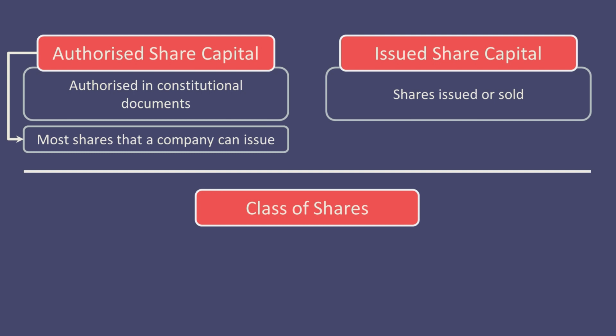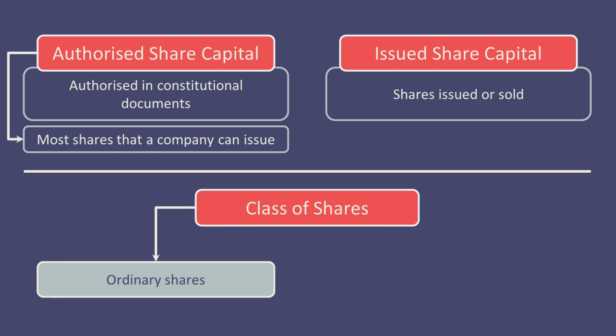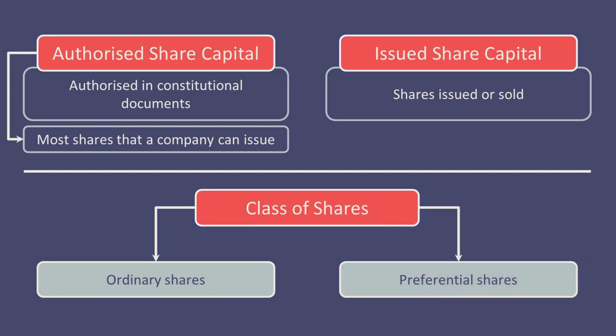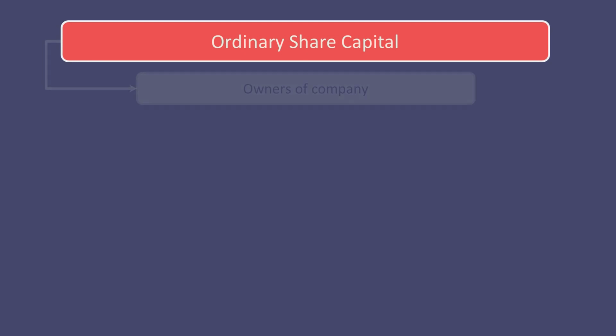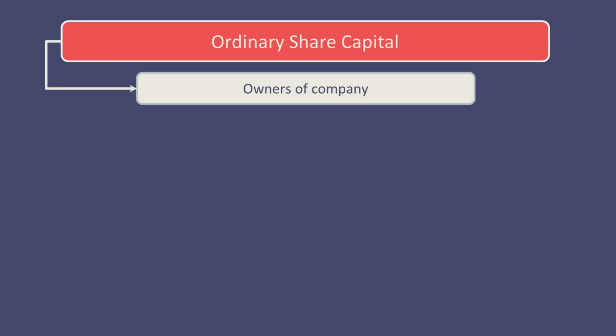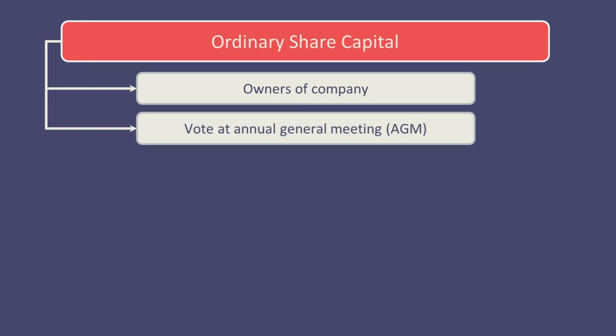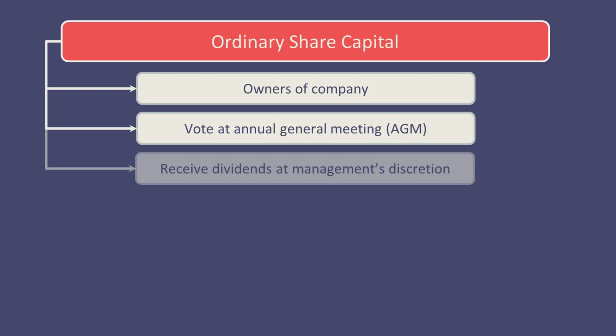What share classes are there? The main ones are ordinary shares that raise ordinary share capital, preferential shares that raise preferential share capital. Let's look at these in detail. Ordinary share capital. Ordinary shares give shareholders ownership of the company. Ordinary shareholders can vote at the AGM. Dividends are paid to ordinary shareholders at the management's discretion. It is not obligatory to receive a dividend.